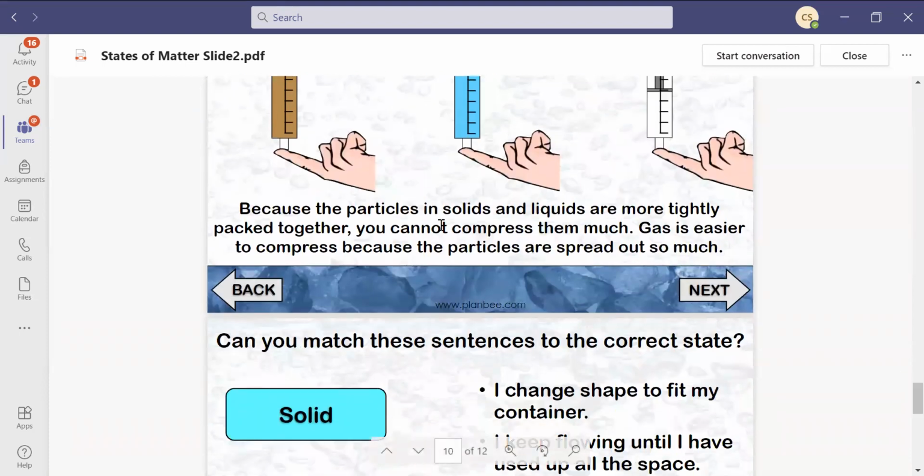Because the particles in solids and liquids are more tightly packed together, you cannot compress them very much. But gas is easier to compress because the particles are spread out so much.